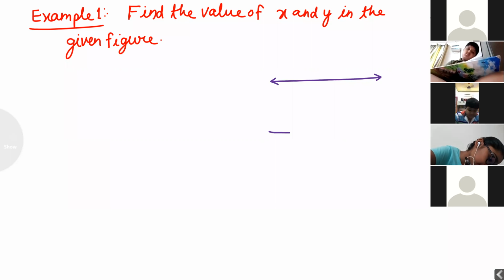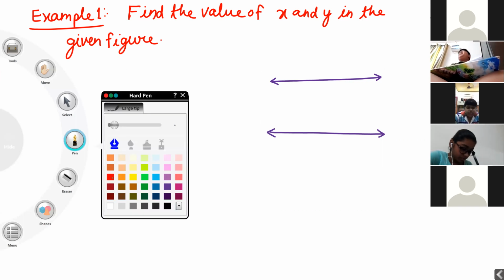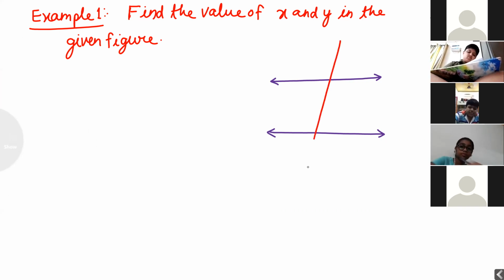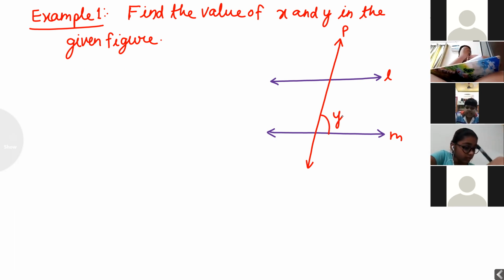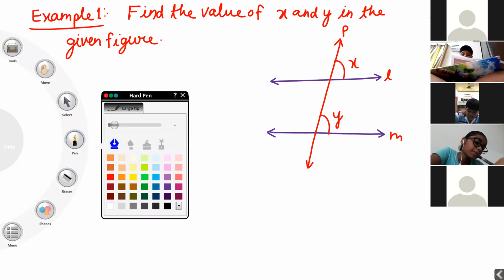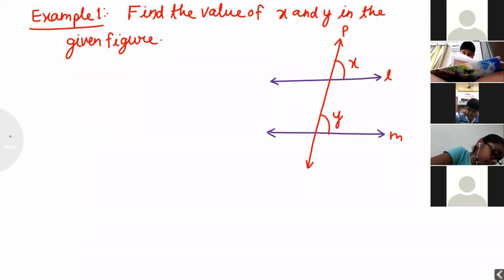Draw this figure on the right side. Line L, line M, this is line P. Y, X, and 68 degrees.